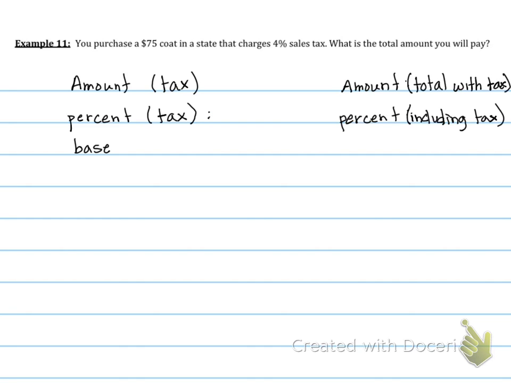So that's going to be 4%. The amount is the amount of my tax, which I don't know. And then the base is the price. Remember, it's always before the change, so before tax. So X equals 0.04 times 75. That's $3.